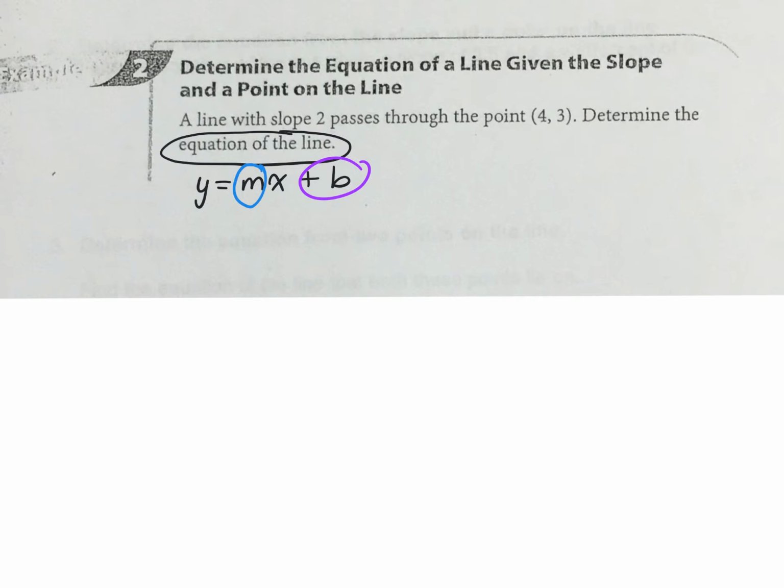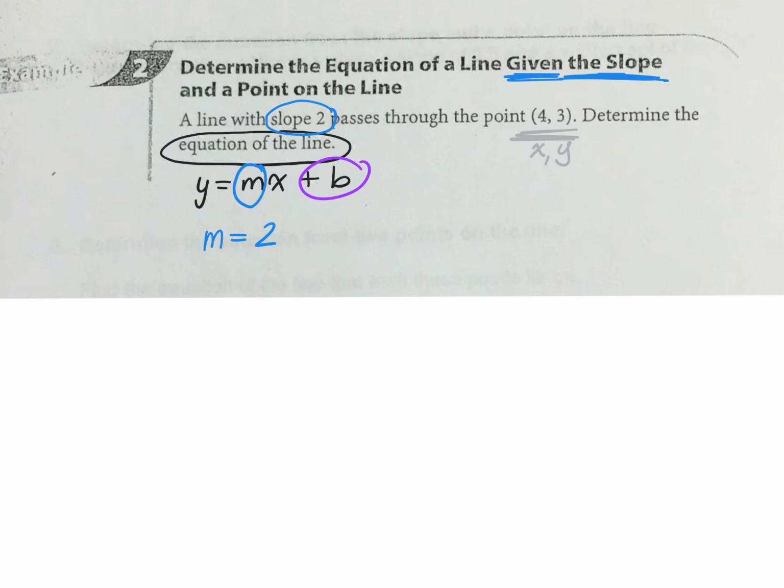So in this question now, we're given the slope. Okay, so that's easy. It says the line has a slope of 2, so we're given the slope, easy. But we're not given the y-intercept. What are we given? We're given a point that the line passes through. How do you read a coordinate? How do you read a point? x and y. So pay attention, look here.